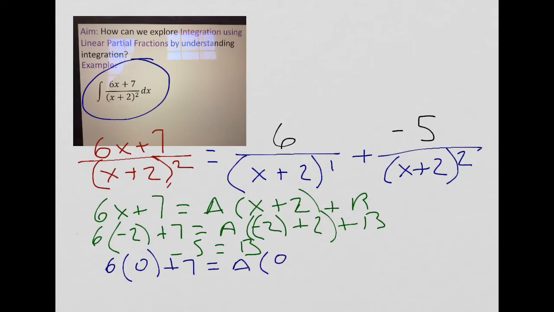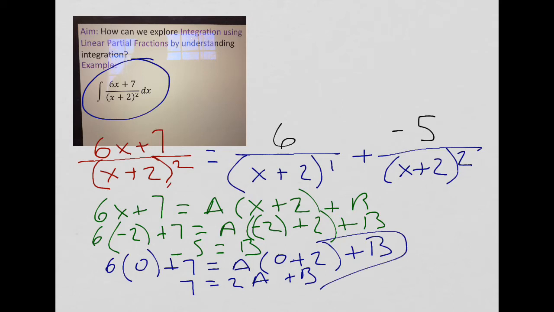If you want to work with 8, that's your favorite number, I know mine is, then that will also help you solve it, okay? So we get 7 is equal to 2a plus b. We already know that b is negative 5. So we can use substitution to solve.